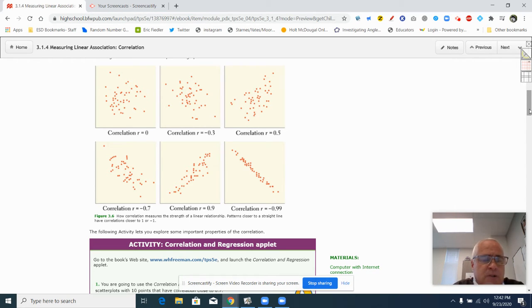Okay, so I have 6 pictures here. Here in the upper left is an example of a graph that has a correlation of 0. What you should see is kind of chaos with the dots. Now, if you go to the other extreme, here's a correlation of -0.99. What you should see is that the dots look relatively linear, and the direction is a negative association. That's what you should see there, okay?